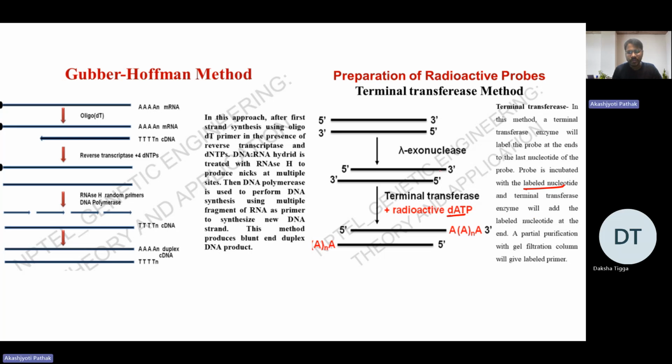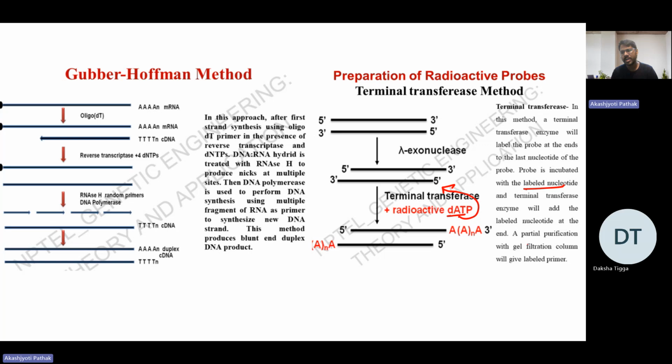So first you treat it with lambda exonuclease. When you treat it with lambda exonuclease, the exonuclease will cleave a segment of the DNA at the 5' end. Then you treat it with radio labeled dATP. So this terminal transferase will transfer this labeled dATP to the 5' end. That is the function of terminal transferase, and that is the way you get a radioactive labeled probe.